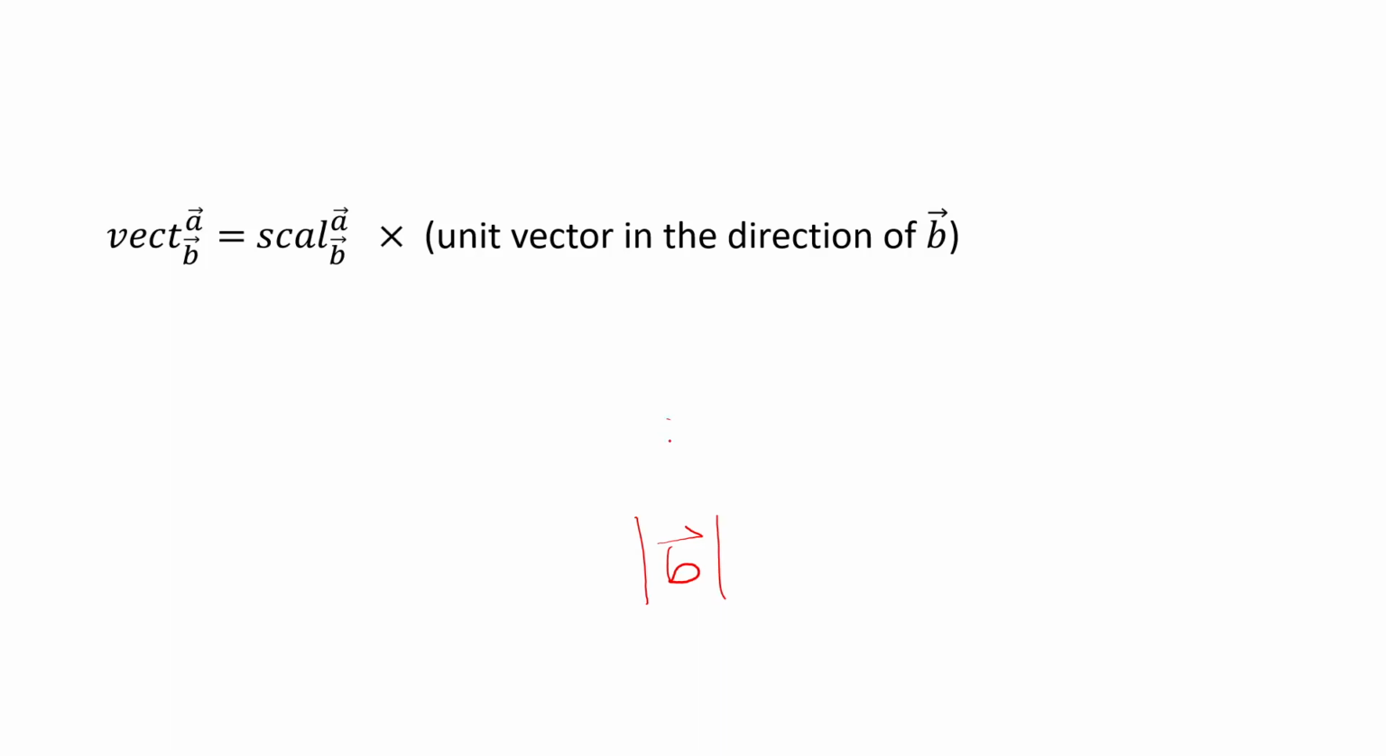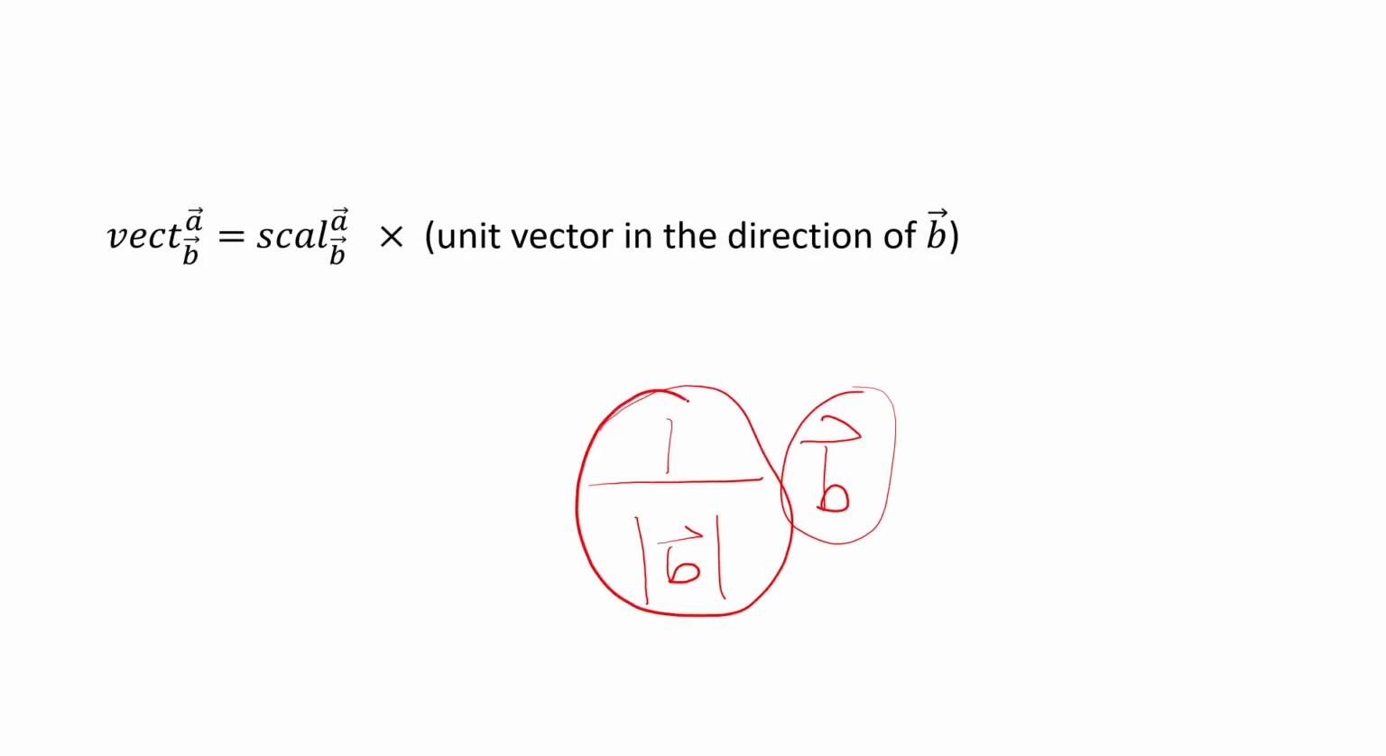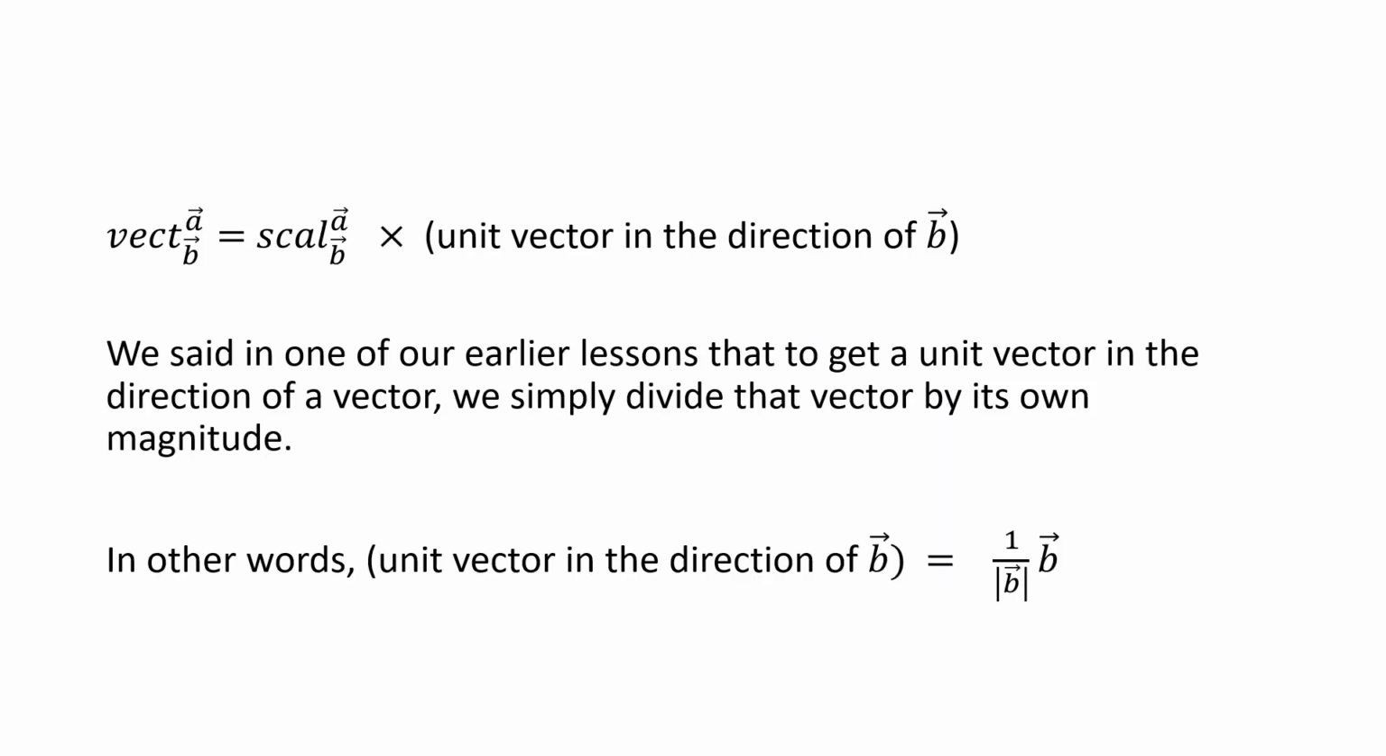We then determined 1 over that magnitude and multiplied it by b. So again, using 5 as our example, if the vector b had a magnitude of 5, we simply would multiply that vector by 1/5, and this would be a vector in the direction of b that had a magnitude of 1. Okay? So, like we said in one of our earlier lessons, to get a unit vector in the direction of a vector, we simply divide that vector by its own magnitude.